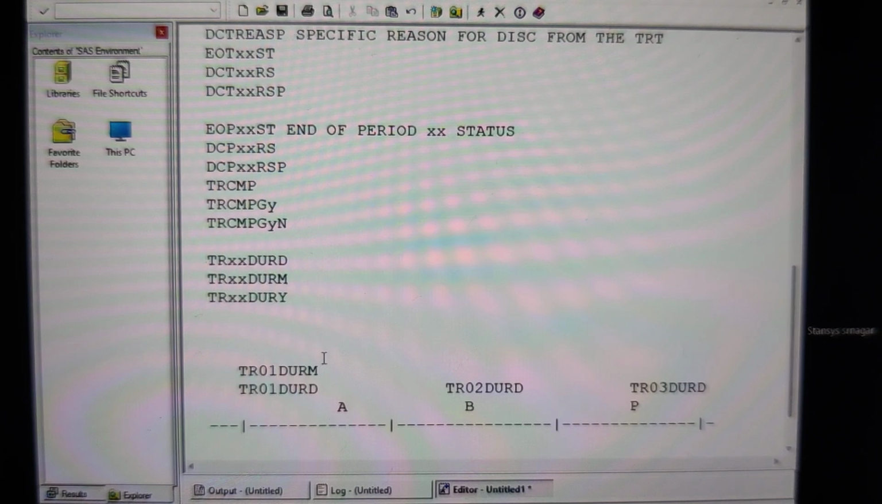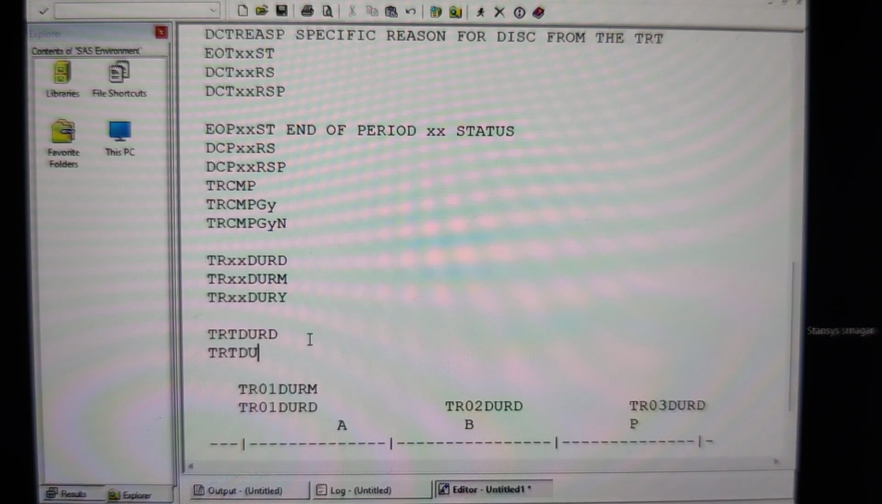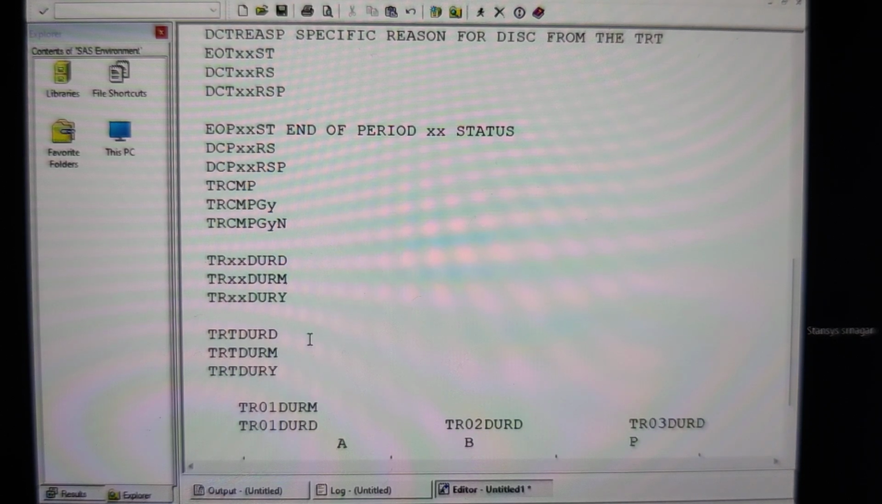Now, after each treatment, we have overall treatment. The overall treatment is going to have treatment duration in number of days, treatment duration in number of months, and treatment duration in number of years.